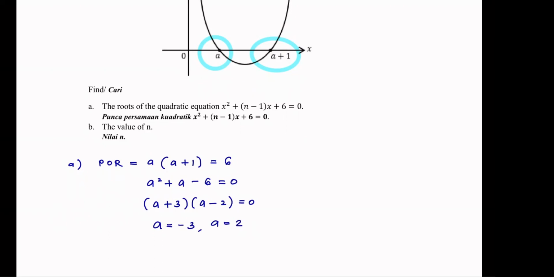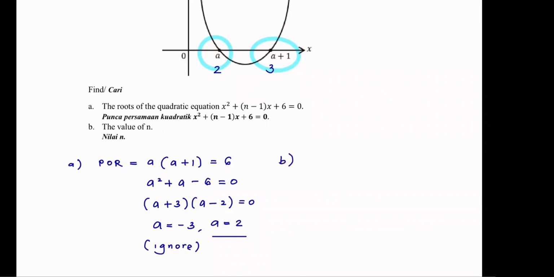Nampak? Okay. So we take this one, ignore this, because according to the graph we can't use negative. So this is the answer. Faham? So A is 2. That means this is 2, and this is 3. This one, if it's 2, here is A plus 1, which means 3. Faham? Okay.